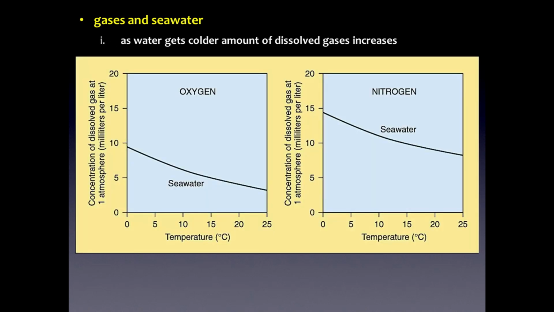We see that as water gets colder, the amount of dissolved gases increases. So colder water can actually contain more dissolved gases. We see this here: a lot more oxygen in water that has a temperature of 5 degrees Celsius than in water that has a temperature of 25 degrees Celsius. Same thing as well for nitrogen.